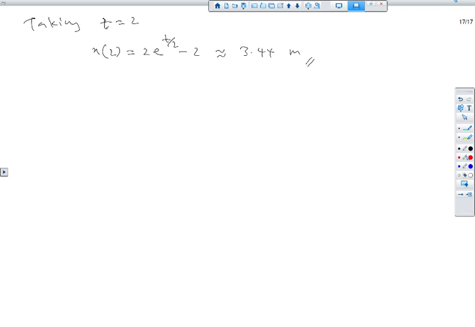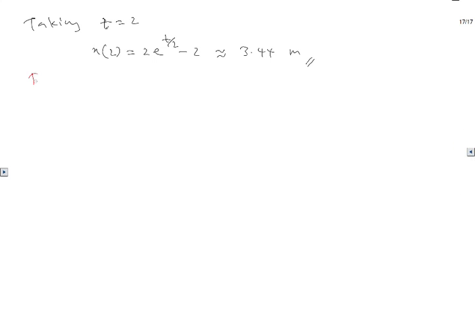Taking t equals 2, we have x(2) equals 2e to the t over 2 minus 2, which is approximately 3.44 meters. If you use a calculator you can see that it's approximately 3.44. We normally write up to 2 decimal places. That's common practice.